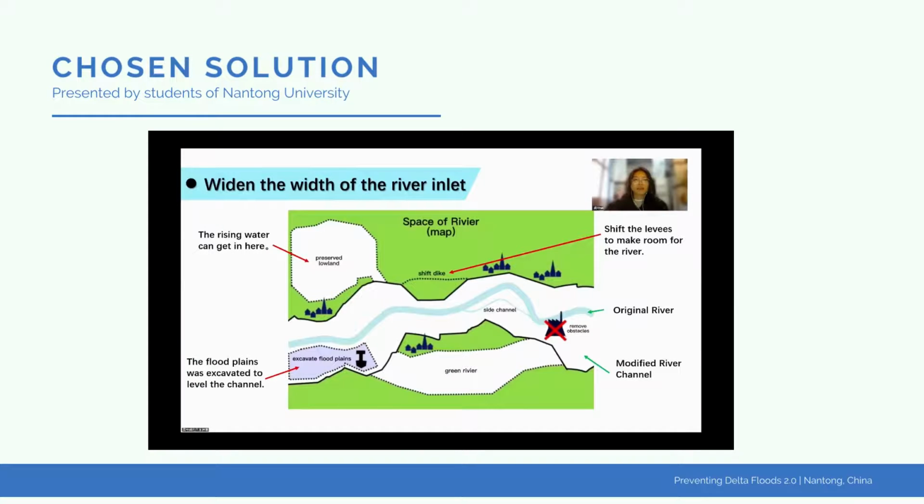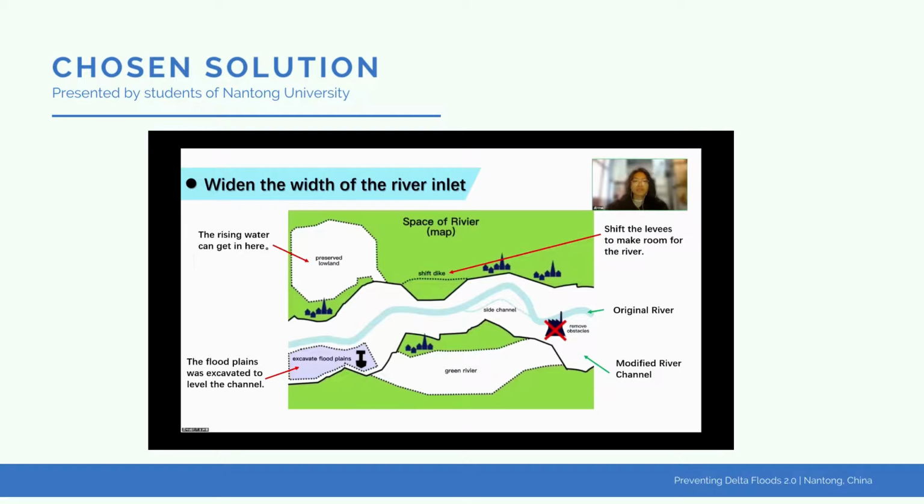I'll talk about the solution of widening the width of the river inlet. This picture is the river renovation planning map. We can see the blue part is the original river and the white part is the widened channel. One of our plans is to build a lowland where water can flow in when the water level rises. These parts of the flood plains will be demolished to smooth the river. In addition, obstacles such as dikes and buildings also need to be removed to make more room for this river.